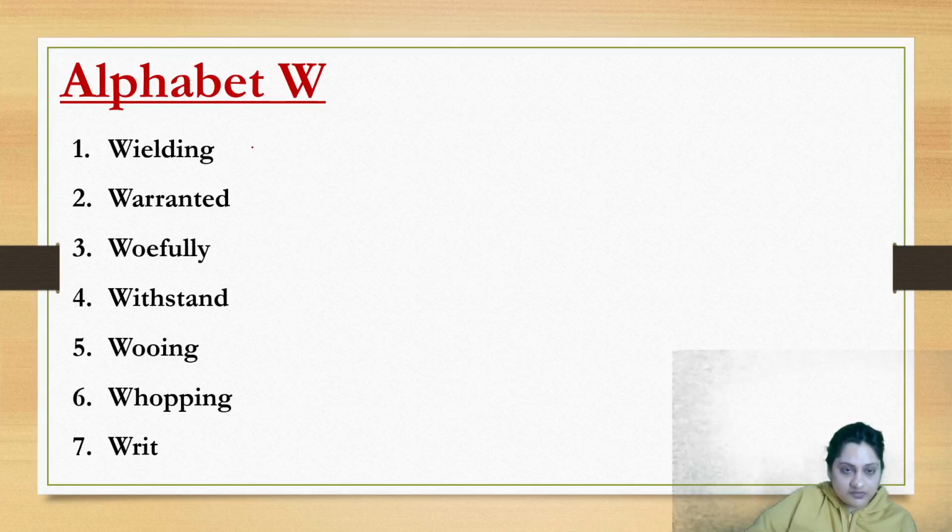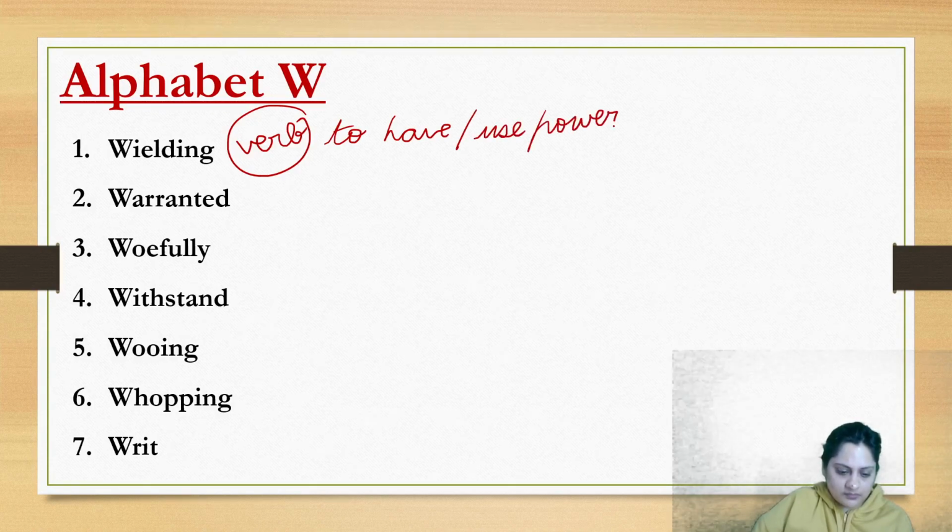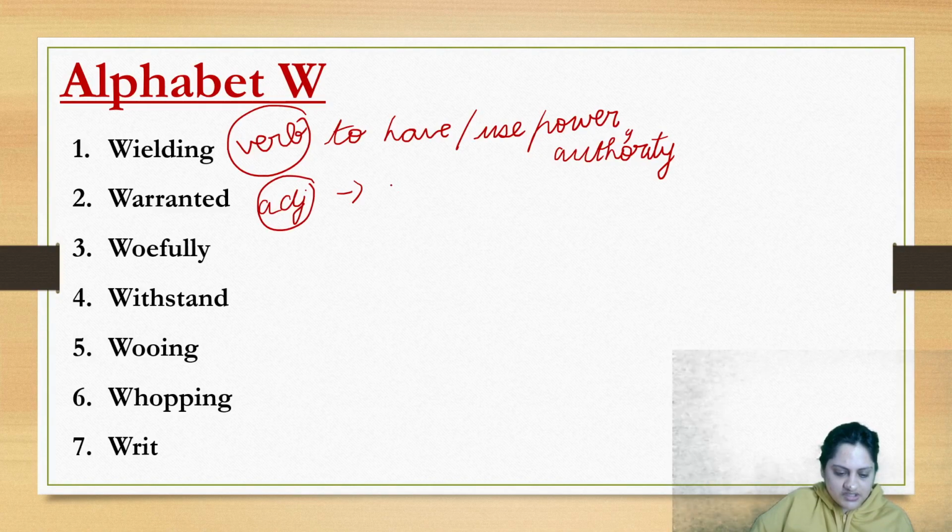Wielding. Wielding is the first verb word, which means to have and use power. Wield power, to show your power. To have, use power, authority. Okay, warranted is an adjective, to deserve something, well founded, justified.